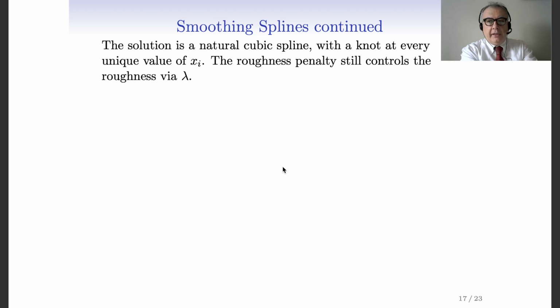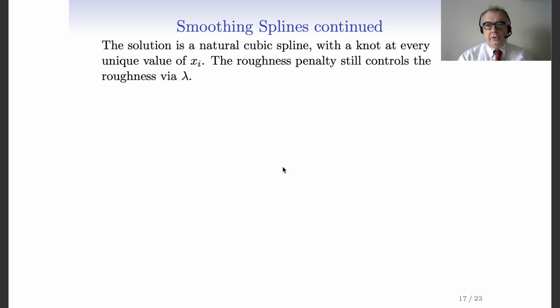And therefore, okay, we get a cubic spline, and the question, of course, is where are the knots if this is the solution of our optimization problem? And the surprise is that this is a cubic spline with a very large number of knots, because you have a knot at every value of xi. Xi is the x value of your observation. So if you have 100 observations, these will be pairs x1, y1, x2, y2, x3, y3, and so on.